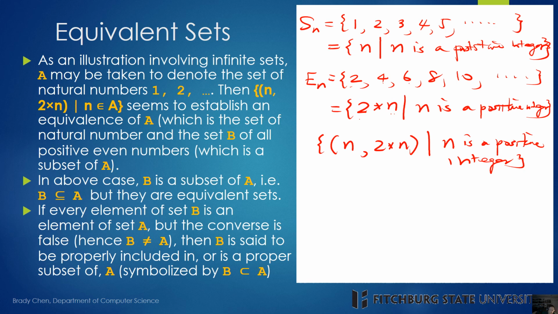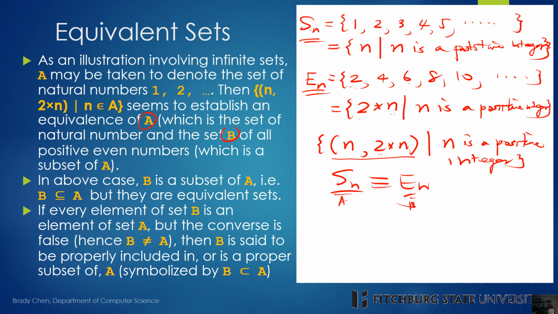So then, for each value in Sn, we can find a corresponding value in En. So we can build that mapping, right? So we can establish the equivalence of Sn and En. So Sn and En are equivalent. Now in here we use A and B, but I use Sn and En. Okay, it's the same.